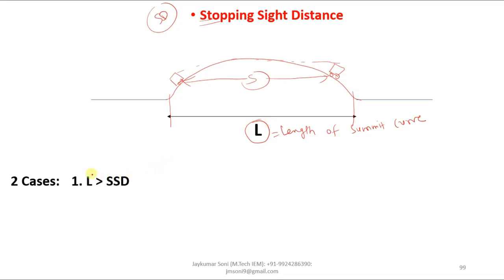First is that where the length of summit curve, which is L, is more than SSD, just like this. And the second category is that where the L is less than SSD. So there are two cases where the length of summit curve can be computed. Let us learn about the first case, which is where the L is more than SSD.